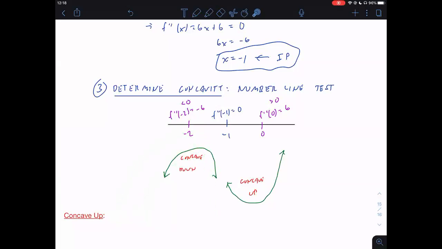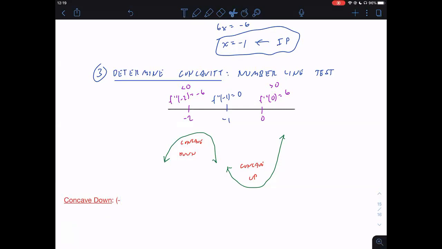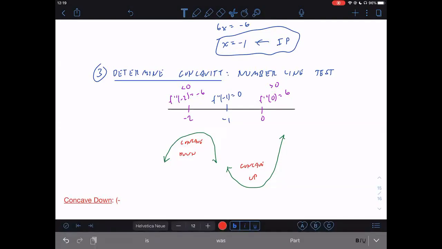It is concave down. So our function of x, it is concave down, so I'll do down first. So our function is concave down here from -infinity, and we've got to use parentheses when we determine the interval here. Our function of x is concave down from -infinity up to -1.